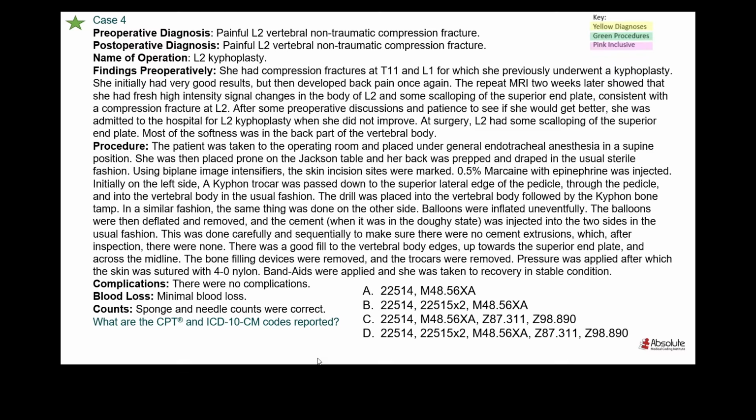Complications: there were no complications. Blood loss: minimal blood loss. Counts: sponge and needle counts were correct. Coders, you have some minutes to answer this scenario. Your time starts now.